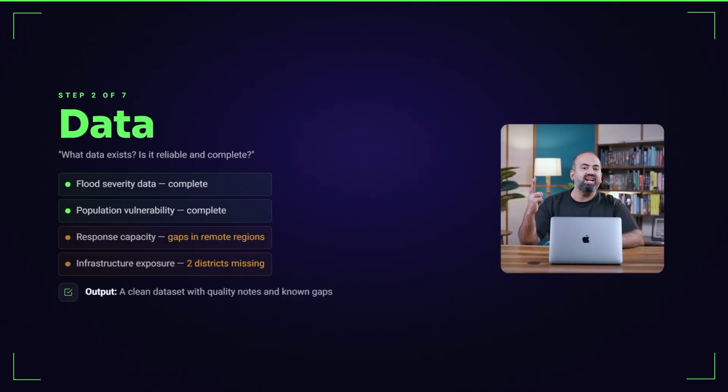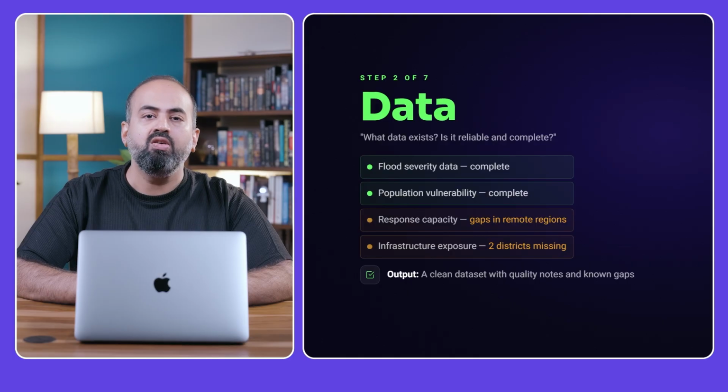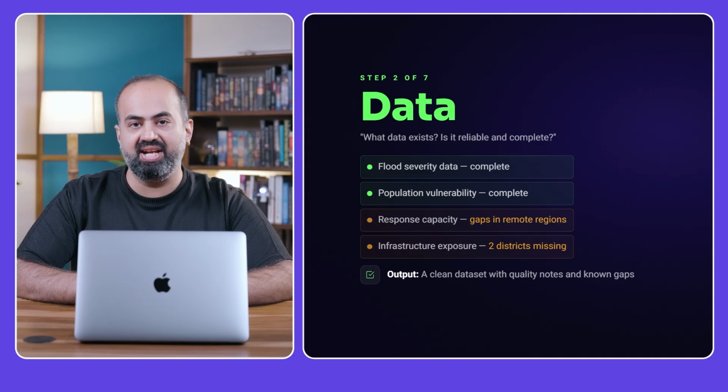Step 2. Data. Now you ask, what data exists to answer it? Where did it come from? Who might be missing from this data? Always check quality and note the gaps.